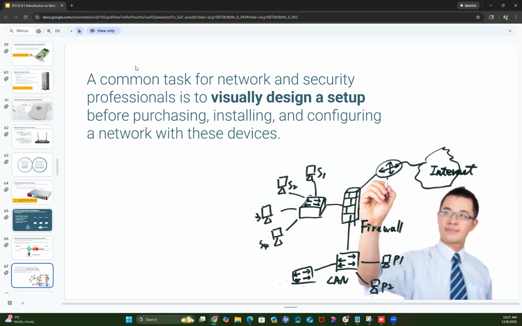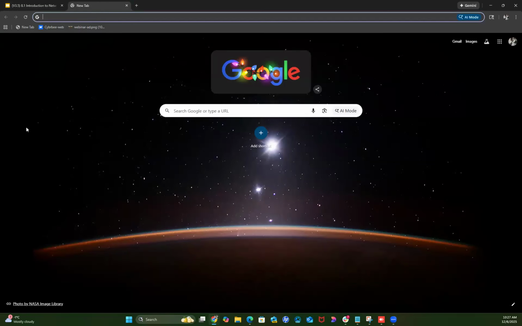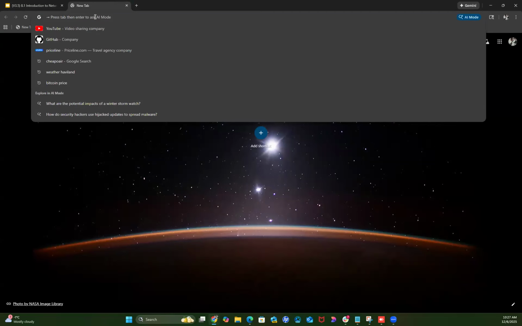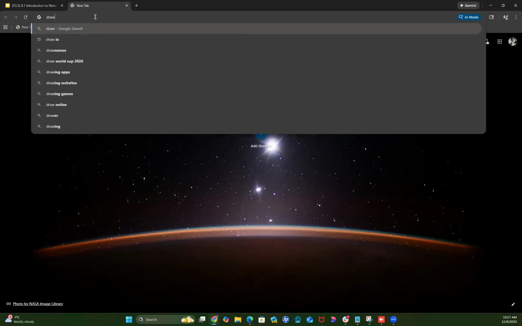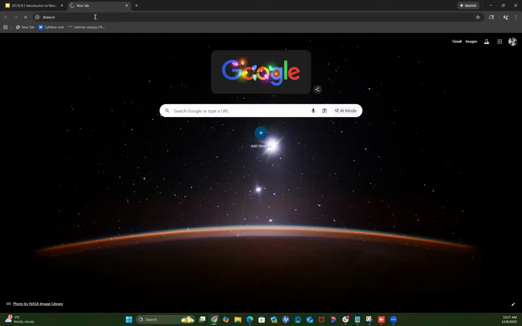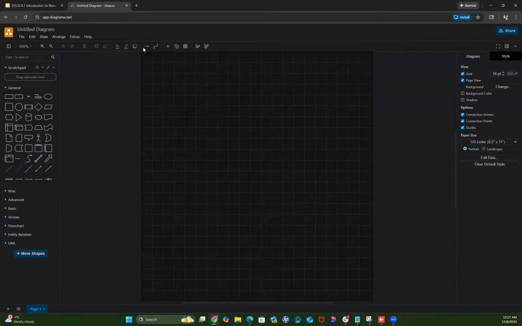Now we will work on this one, just to design a network. We can use this free online designer, draw.io. This is basically a flowchart tool. We will use the free web tool draw.io to practice designing a basic network with the following devices: two computers, one switch, one router, one firewall, and one representation of the internet.